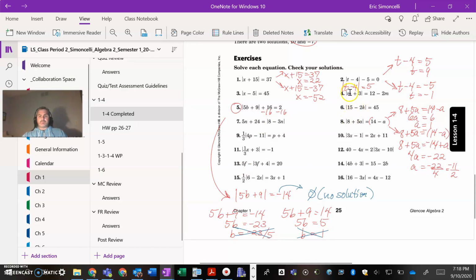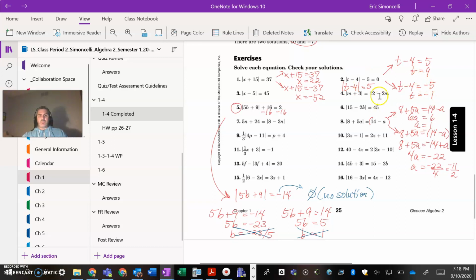Number 2, the absolute value of t minus 4 minus 5 equals 0. First step, add 5 to both sides. Because once you do this, you're getting it to where you have an absolute value isolated on one side, which is ideal to then say, well, one equation, case 1, t minus 4 equals 5. Case 2, t minus 4 equals negative 5. Easy enough, add 4 to get 9, add 4 to get negative 1.